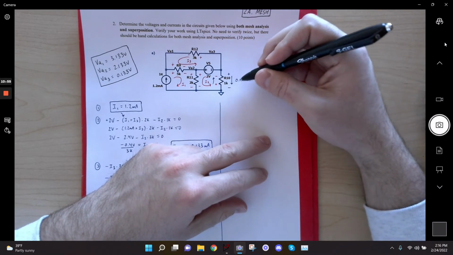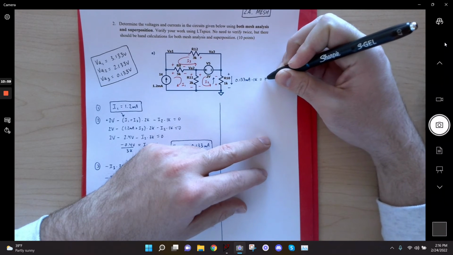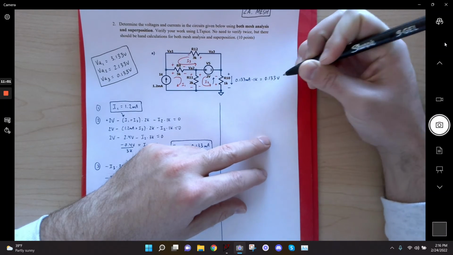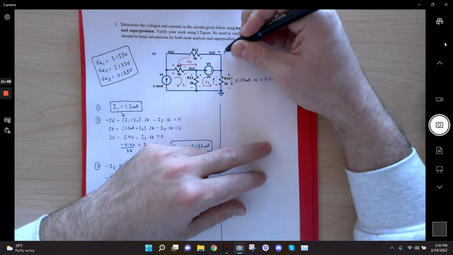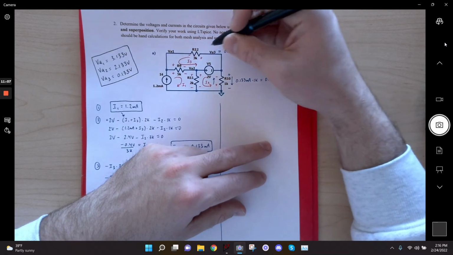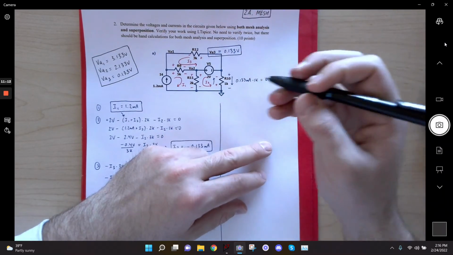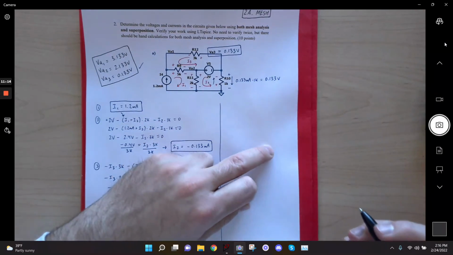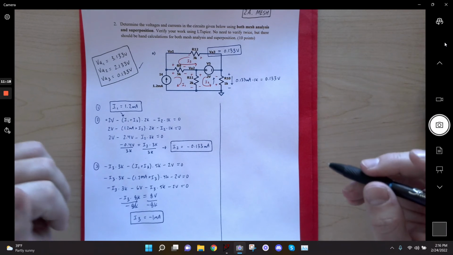So I know that my drop is going plus to minus. I multiply that by 1K, and I get a 0.133 volt drop across this 1K, which makes this node voltage 0.133 volts. Right? Everybody see that? I hope so. And that checks out with what we got in Spice. So that's good that we got that.